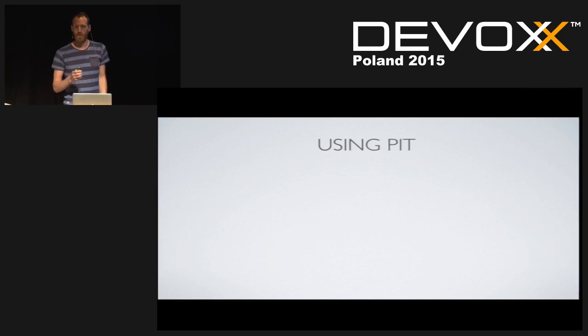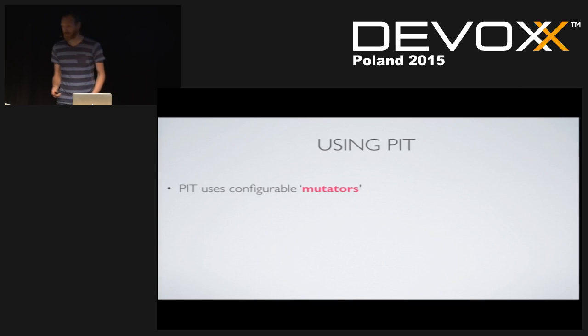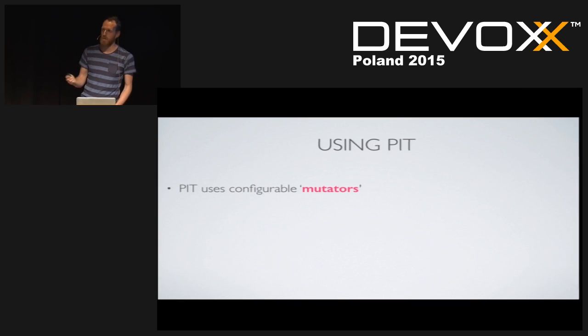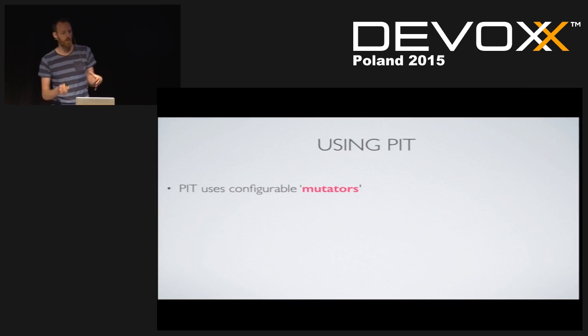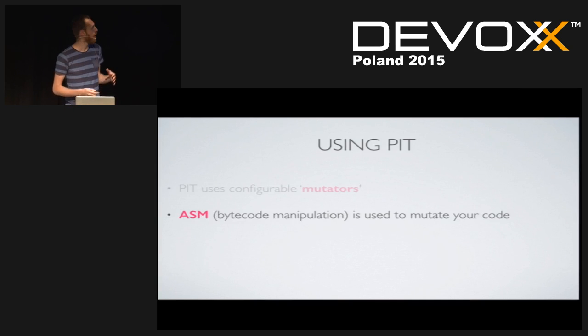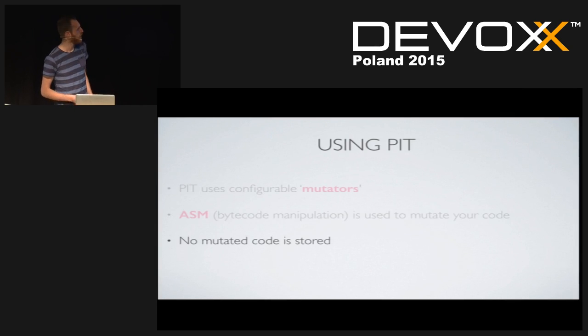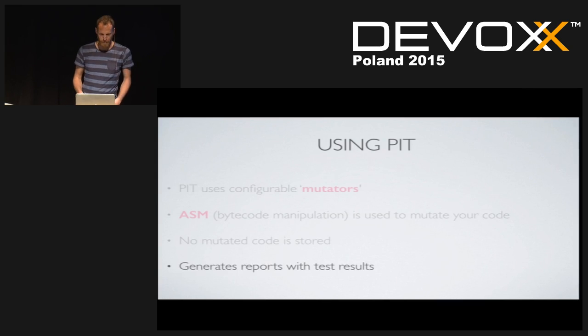So, we want to start using this. What do you need to do? Well, the first thing you need to do is you have to have mutators. Mutators are classes that will mutate your code. They do that by using bytecode manipulation. So you don't have to do anything in the source code. It's just in memory. No mutated code is stored, so you don't have to be afraid of some mutants running amok and getting on your production. That won't happen. It's perfectly safe.